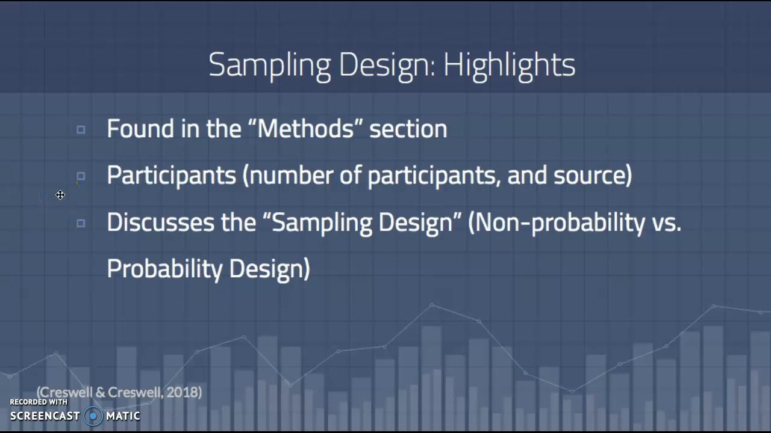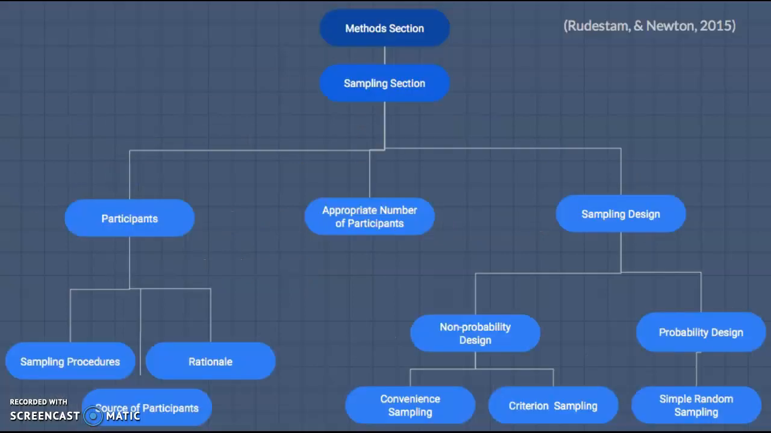Within this section, they'll also talk about the sampling design, and it could be non-probability or probability design. So these are three of the components that you're going to look for when you are reviewing your literature to find the elements of sampling design. But let me bring it down a little bit deeper into a flowchart so you can see the process and the steps that a researcher goes through in order to design a sampling section.